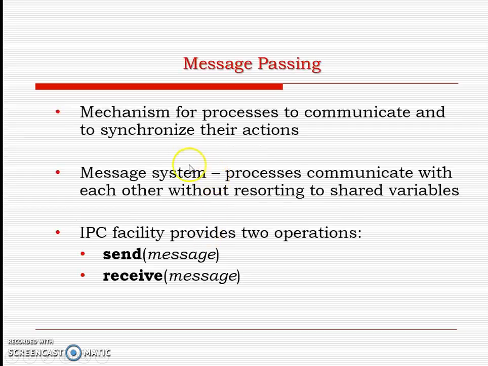Message passing. Message passing means that one process can communicate with another process. It is a mechanism for processes to communicate and synchronize their actions. In a message passing system, processes communicate with each other without resorting to shared variables. There are two system calls used in communication: send and receive. Send is a system call that is used for sending a message. Receive is another system call that is used for receiving a message.